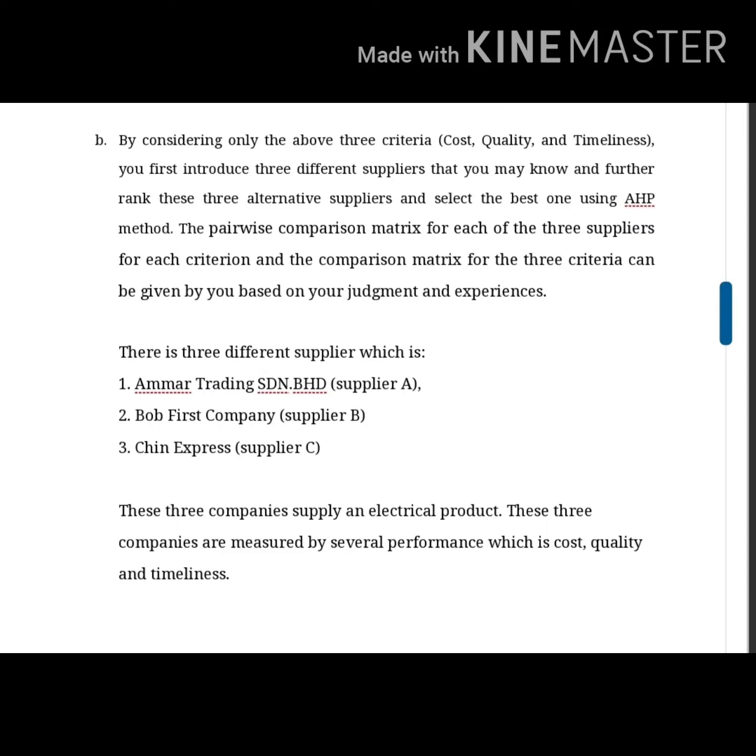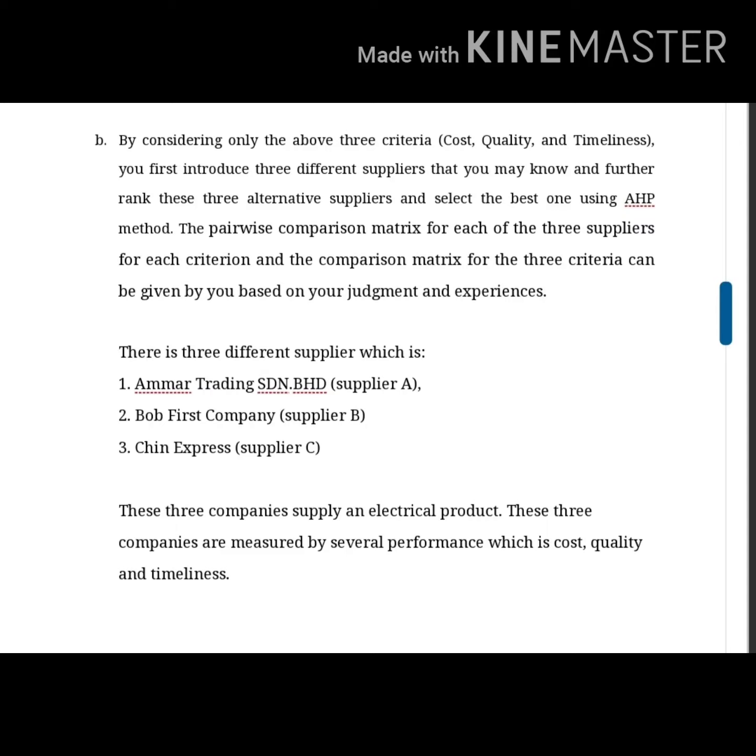B. By considering only the above three criteria, cost, quality, and timeliness, you first introduce three different suppliers that you may know and then rank these three alternative suppliers and select the best one using the AHP method. The pairwise comparison matrix for each of the three suppliers for each criterion, and the comparison matrix for the three criteria, are to be given by you based on your judgment and experience.